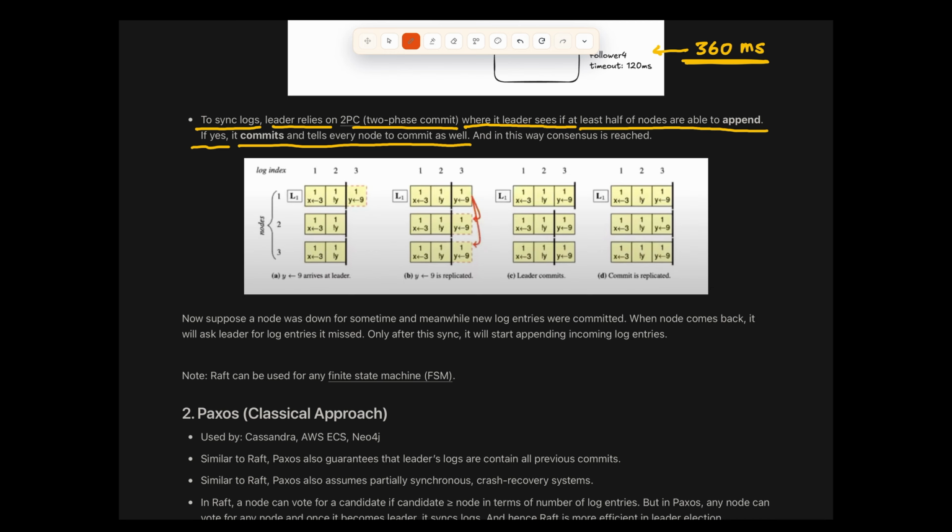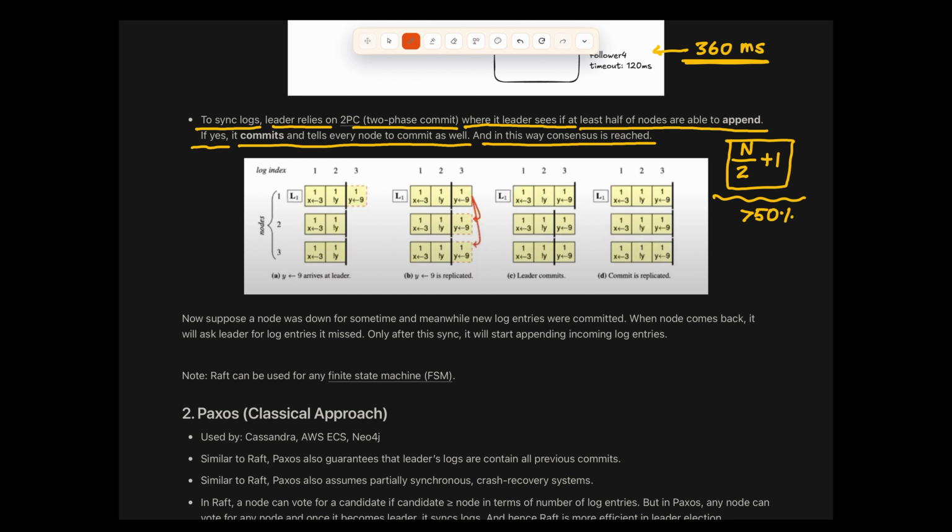Because if half of the nodes are able to append, that means n by 2. If n is the number of nodes, n by 2 is able to append. And 1 is the leader itself. So you have a quorum here, a majority of nodes who are able to append. So it commits and tells every node to commit as well. And in this way, consensus is reached because more than half of the nodes, greater than 50% of nodes, are able to commit the new data.